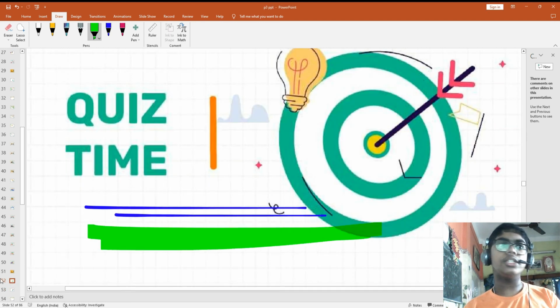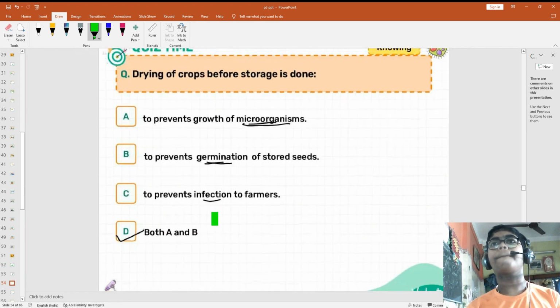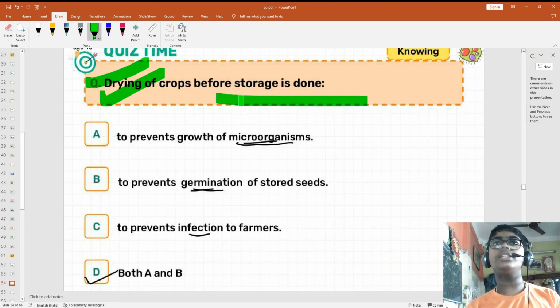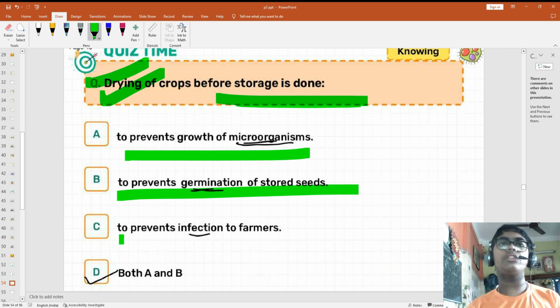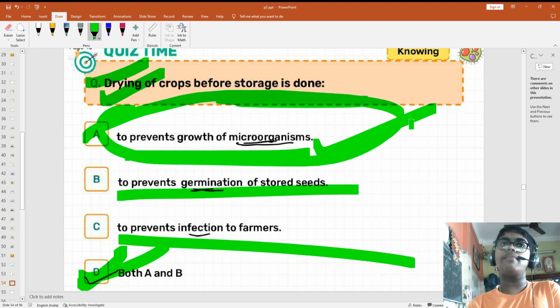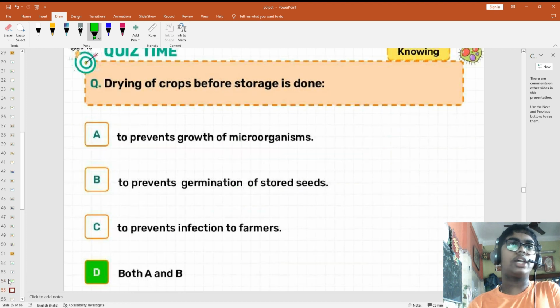Time for quiz. Drying of crops before storage is done to prevent growth of microorganism, to prevent germination of stored seed, to prevent inspection of farmer. आंसर होगा both A and B, because prevent growth of microorganism भी चाहिए, prevent germination भी होना चाहिए, इसलिए हम लोग dry करते हैं.